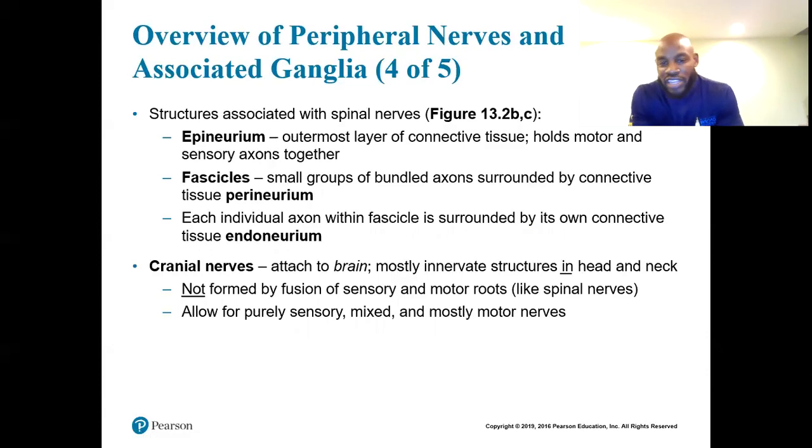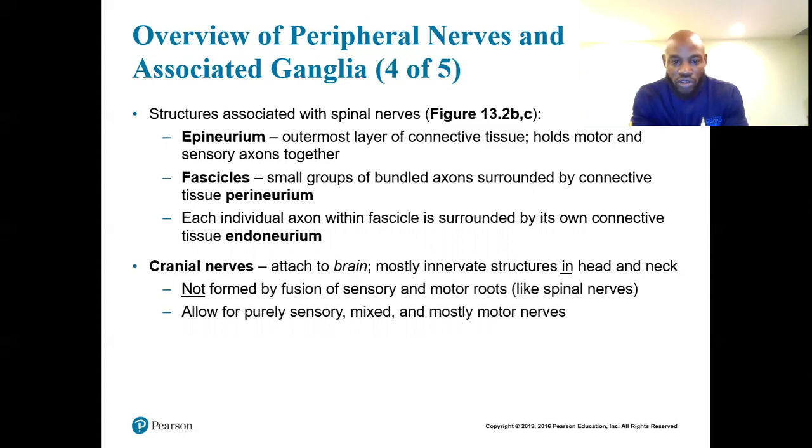When you look at the actual nerve, which is the axons of a bunch of neurons bound together, the outermost layer is connective tissue. Remember, nerves are an organ, so they have nervous tissue and connective tissue. You have fascicles, small bundles of axons surrounded by connective tissue, the perineurium. Each individual axon within the fascicle is surrounded by its own connective tissue, the endoneurium. So basically it's nervous tissue and connective tissue.